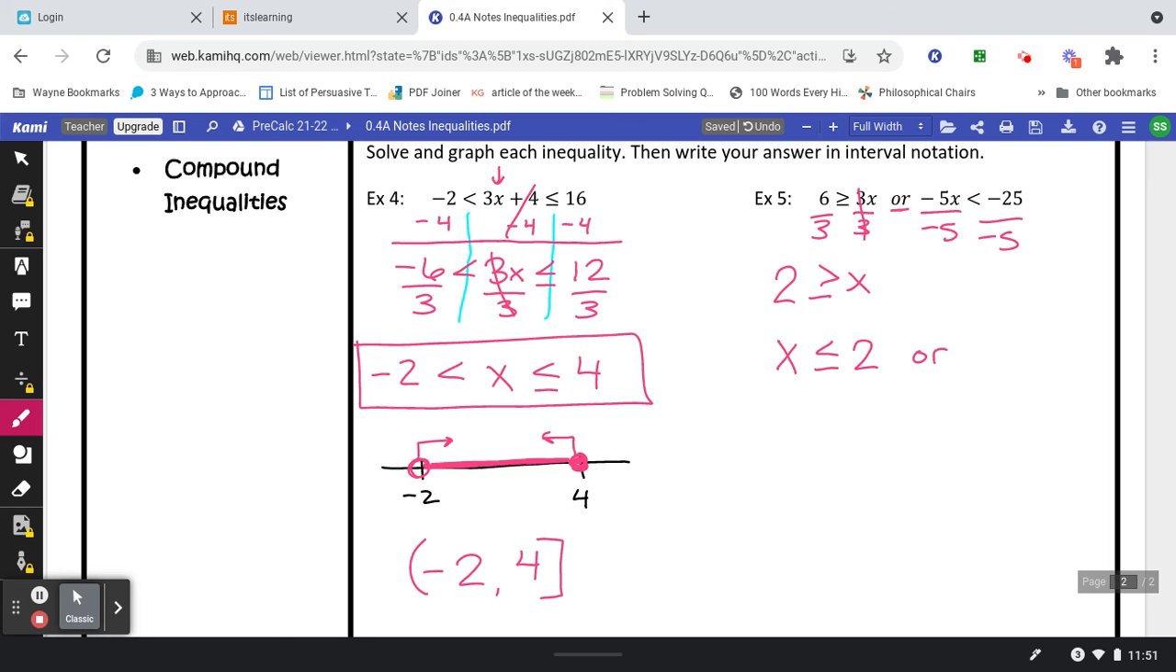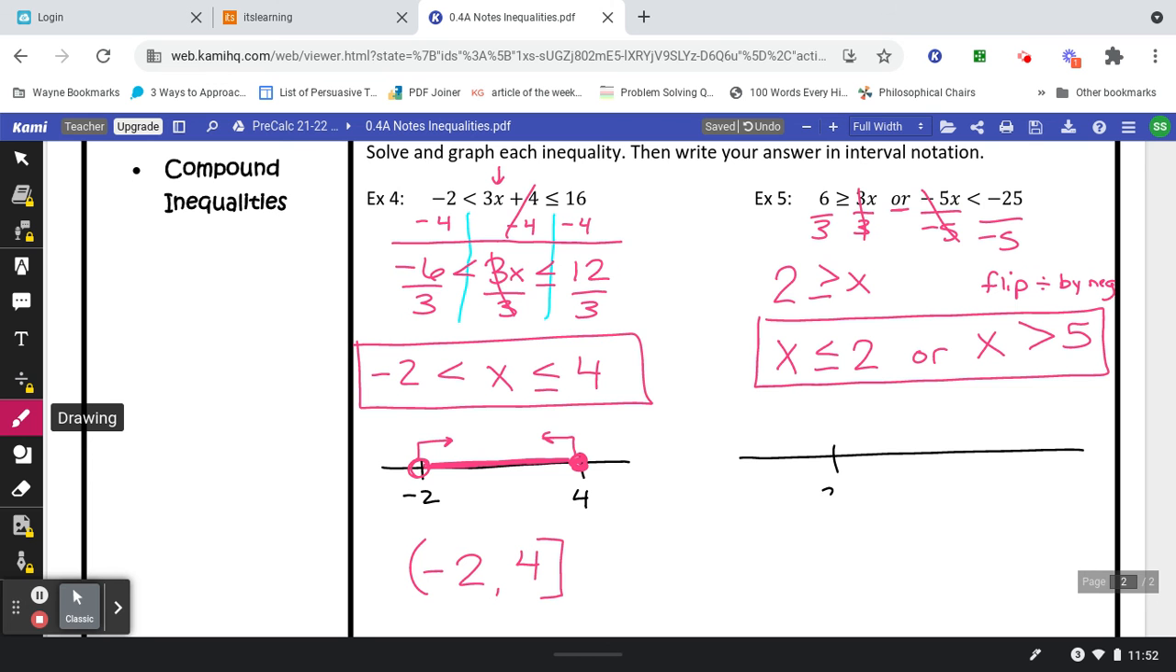Divide by -5. Remember, when we divide by a negative, we are going to flip our inequality. Squeeze that in, divide by negative. All right, and so this becomes our answer. So x either has to be a number smaller than 2 or bigger than 5.